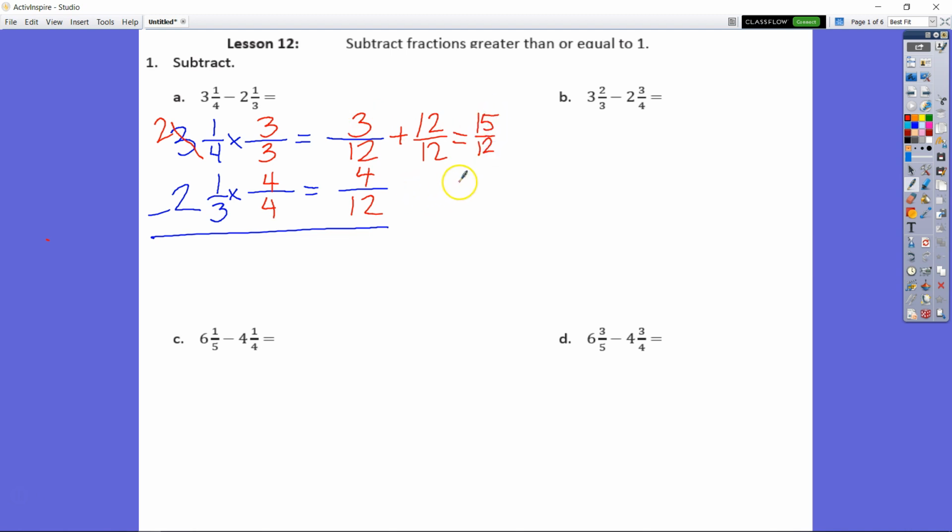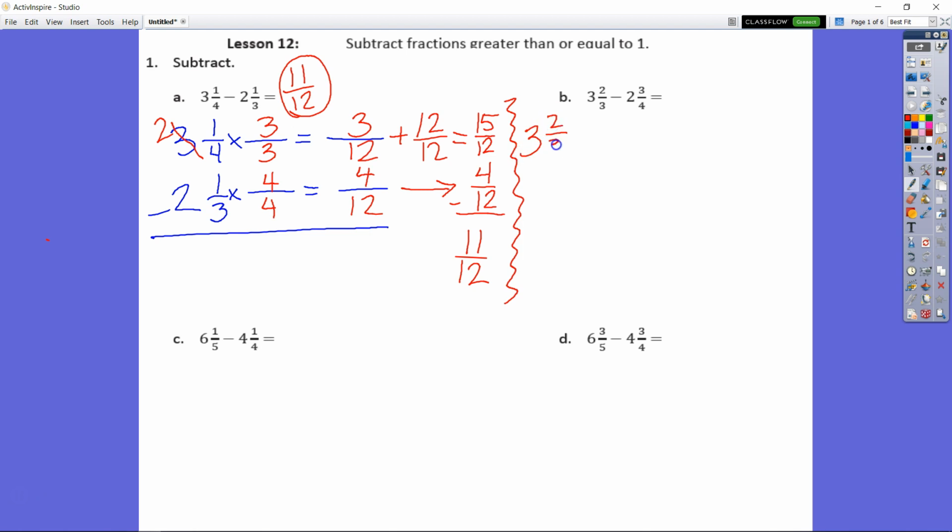Then we're going to take away our 4/12, and we say 15 minus 4 is 11. We know that that's equal to 11/12. Two wholes minus two wholes is 0, so 11/12 is our final answer. All right, let's keep going with B here. So we have 3 and 2/3 minus 2 and 3/4.